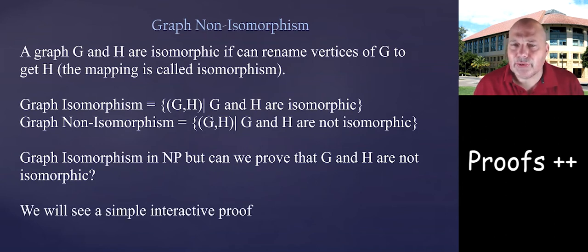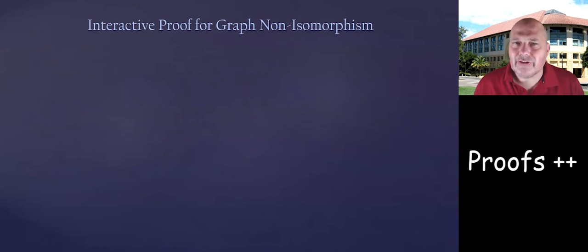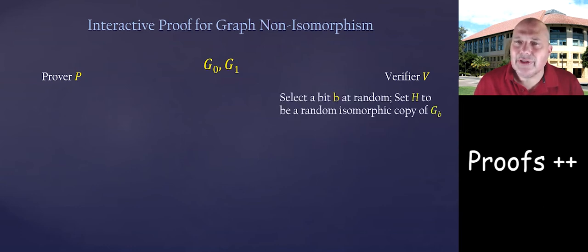We will show a very simple interactive proof. So here is an interactive proof for graph non-isomorphism. You have two graphs, G0 and G1. You have a prover and a verifier. And the prover wants to claim that G0 and G1 are non-isomorphic. So what would the verifier do? The verifier would select a bit at random. So it's like selecting whether to give you Coke or Pepsi for tasting. If B equals 0, you're going to select G0. If B equals 1, you're going to select G1.